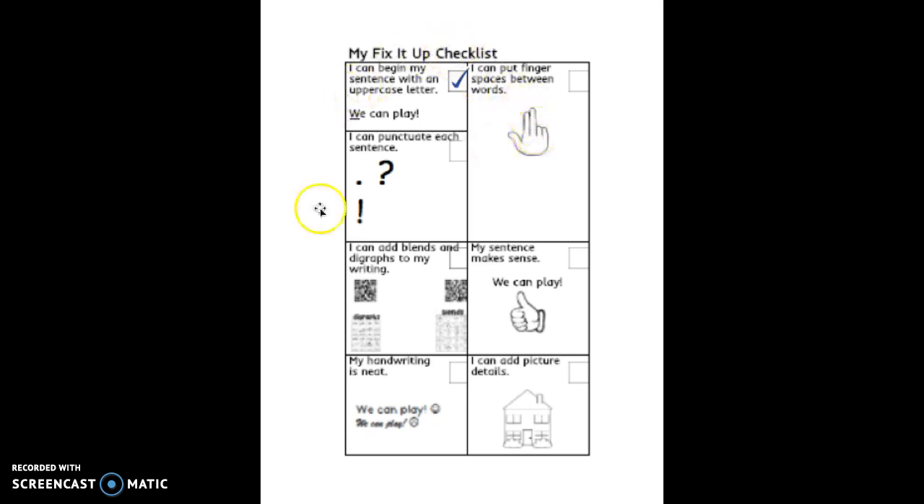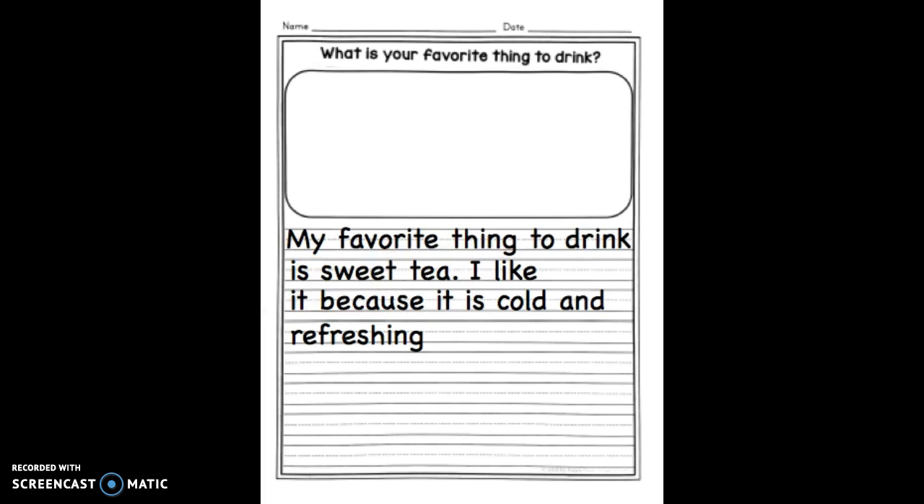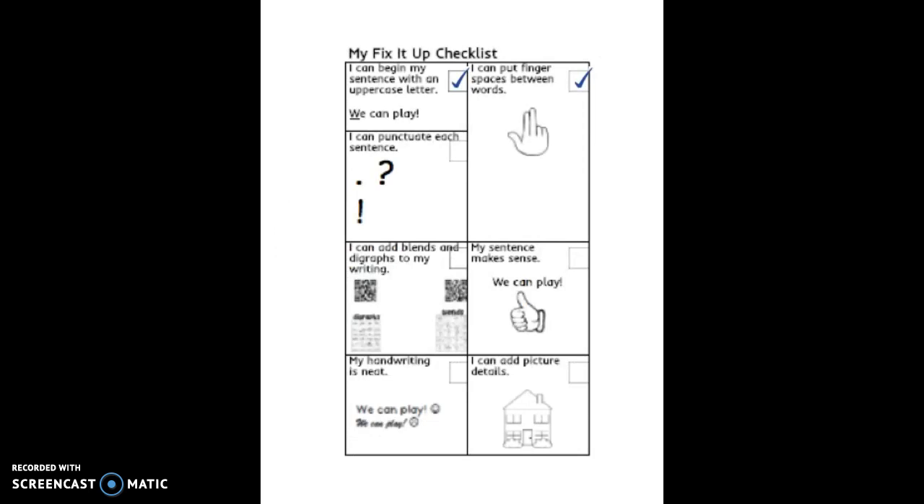Next, we're going to check to see if we have finger spaces between our words. Oh, it looks like I have 3 spots where I was writing so quickly I forgot to put my finger down to save a space. Let me fix that. Whew, that looks so much better. I can see all of the words. I want you to go ahead and pause this video and double check your writing to make sure you have finger spaces between all of your words. Good job. We can check that off.